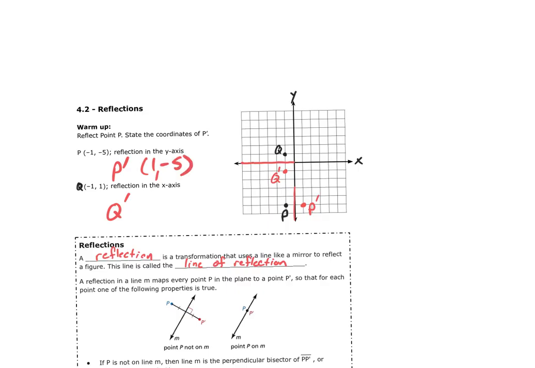One, negative 5, I should say. Okay. Notice how the y value here stayed the same. But what happened to the x value? The x value is the opposite. Okay. If I did q prime, the ordered pair for q prime is -1, -1.